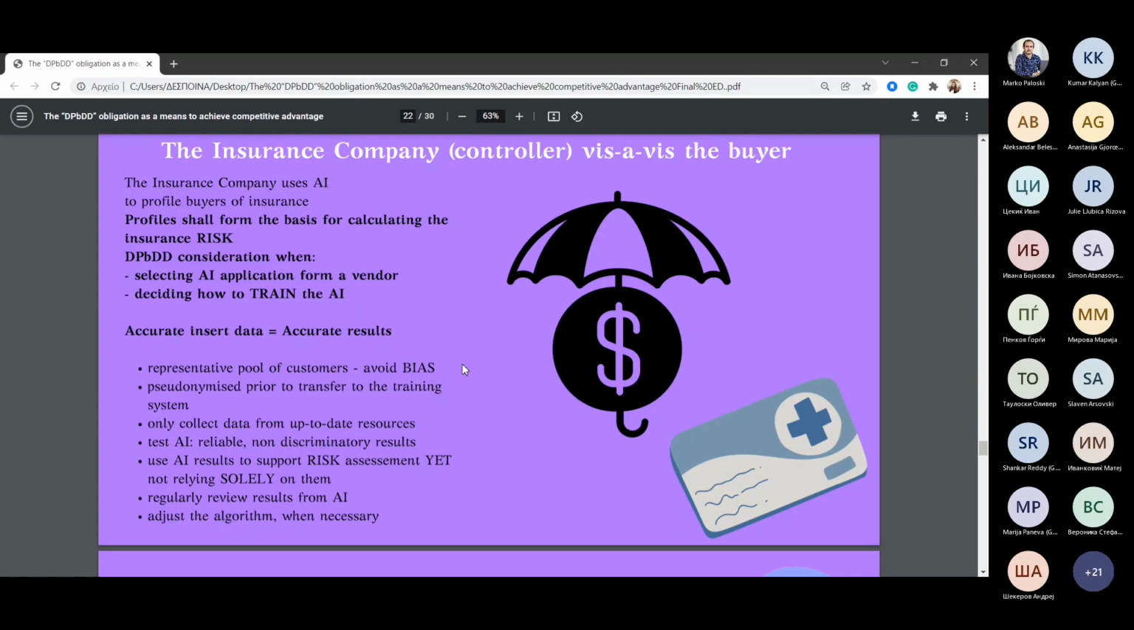So if we have accurate data, we have accurate results. We need a representative pool of customers to avoid bias. We need data pseudonymized prior to transfer to the training system. We need to only collect data from up-to-date sources. We need to test the AI to have reliable and non-discriminatory results. We need to use AI results to support risk assessment, yet not rely solely on the AI results. We need to regularly review results from the AI, and adjust the algorithm when necessary.